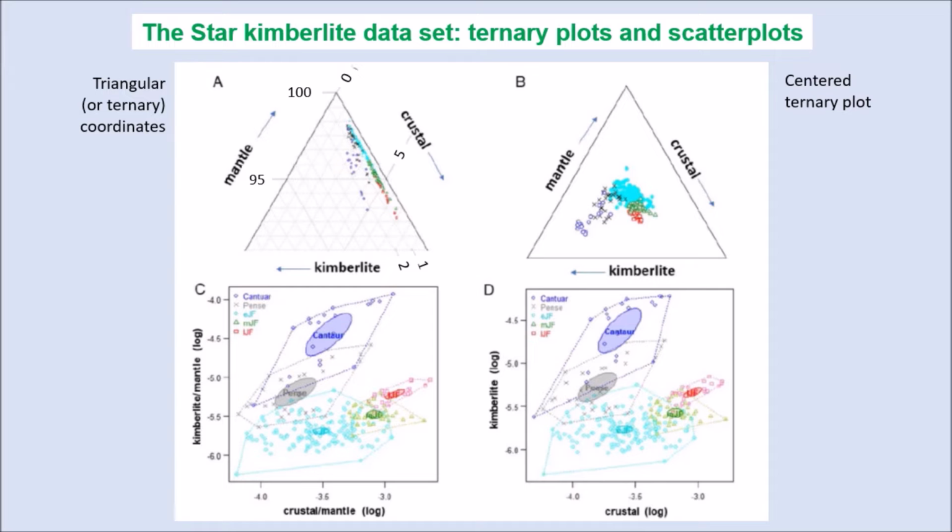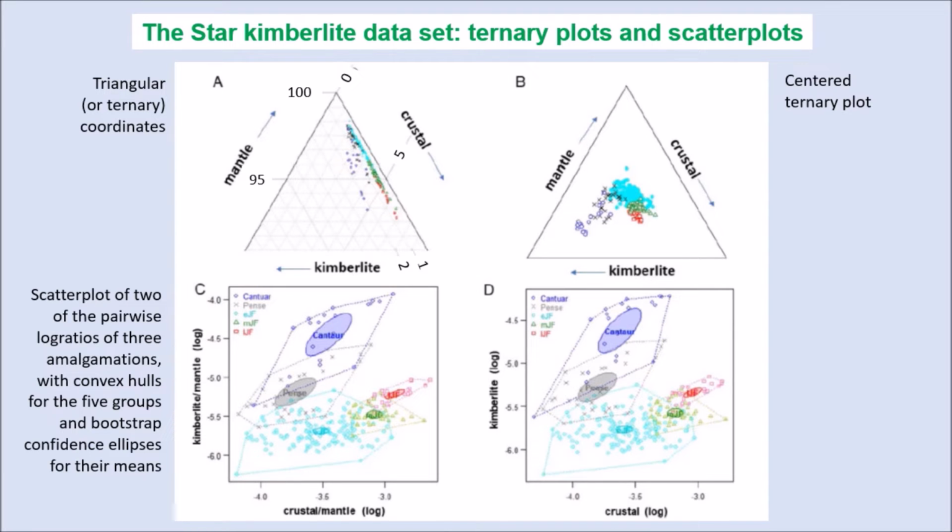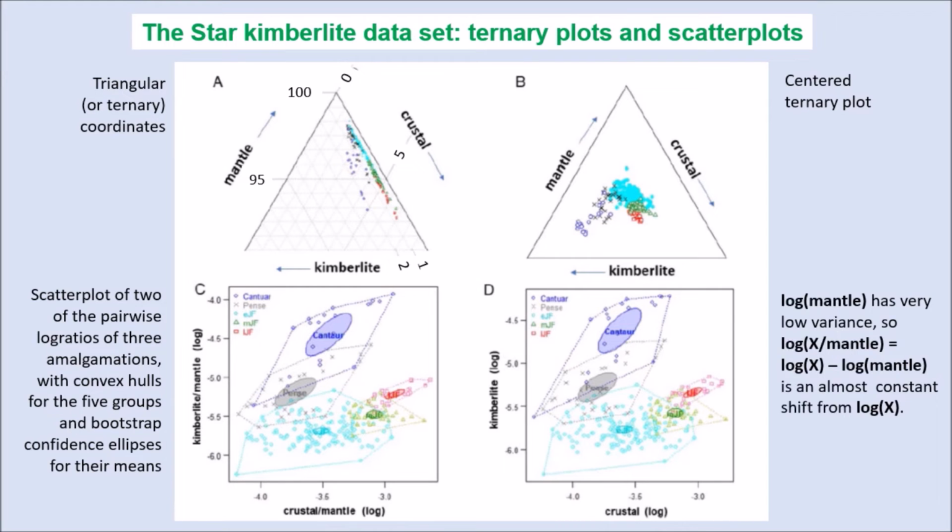However, even easier and more interpretable is a simple scatter plot of 2 log ratios. In fact, 2 additive log ratios with mantle as the reference. Here the convex hulls are shown around the 5 groups of points, as well as a 99% confidence ellipse obtained by bootstrapping. Mantle is a convenient reference as it has very low variance in its log, which means that the variability is almost entirely in the numerator parts, and a scatter plot of log kimberlite versus log crustal shows practically the same configuration.